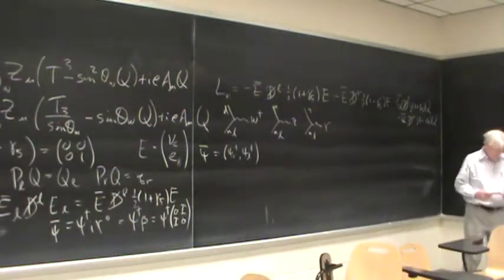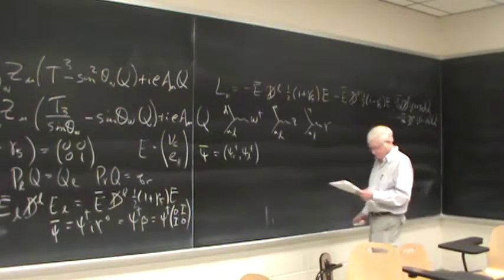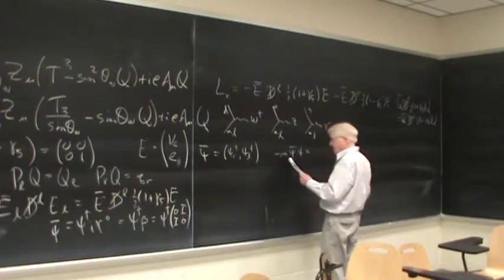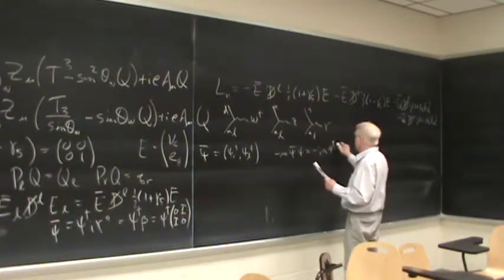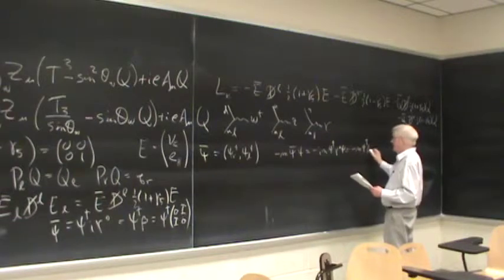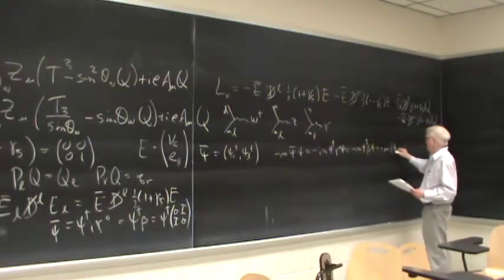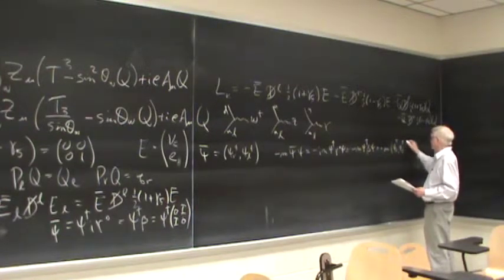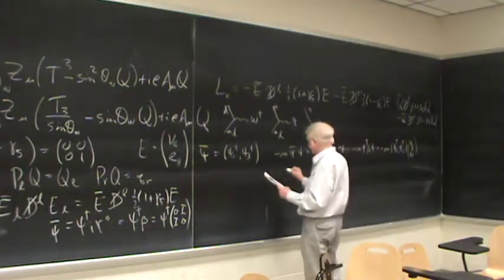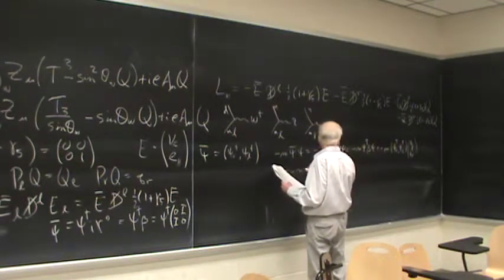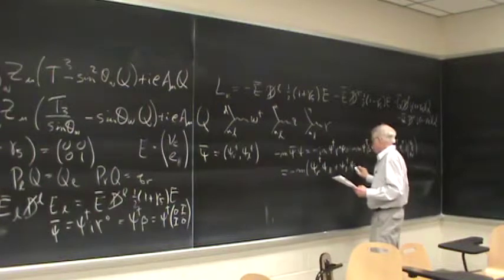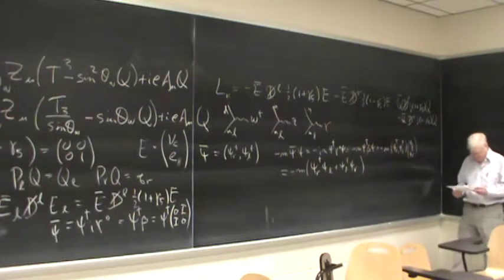on the mass terms. Now, the mass term for a Dirac field is minus m psi bar psi, which is minus i m psi dagger gamma zero psi, or minus m psi dagger beta psi. So it's minus m psi dagger right, psi dagger left, psi left, psi right. And so this is minus m psi right dagger psi left. So it mixes psi right and psi left.